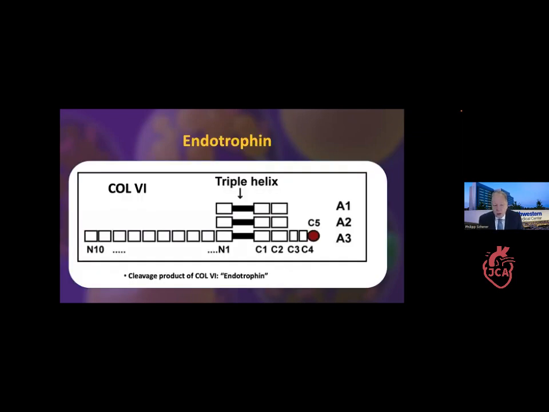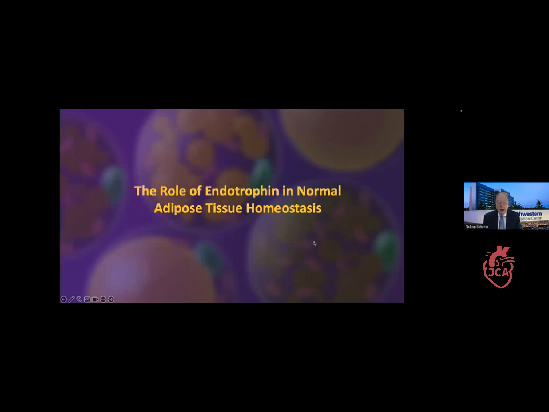It's also a little more complicated in the sense that there's no single gene that encodes endotrophin. Endotrophin is actually a post-translational cleavage product of the mature collagen 6 chain, specifically the C5 domain of the collagen 6 alpha 3 chain, that gets cleaved off and has a life of its own. And this cleavage product here in red is what we refer to as endotrophin. And we've been working on endotrophin for the better part of the last 12 years.